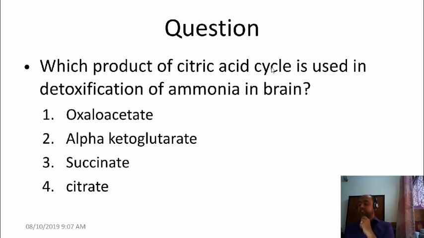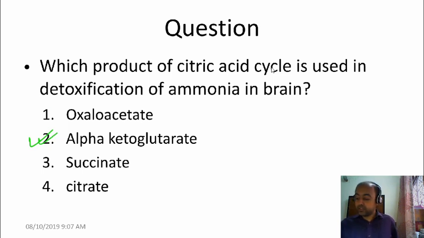Which product of the citric acid cycle is used in detoxification of ammonia in the brain? I had shown you this point multiple times, and I am sure you should be able to answer the question. Your options are oxaloacetate, alpha ketoglutarate, succinate, and citrate. Obviously, the correct answer is alpha ketoglutarate.